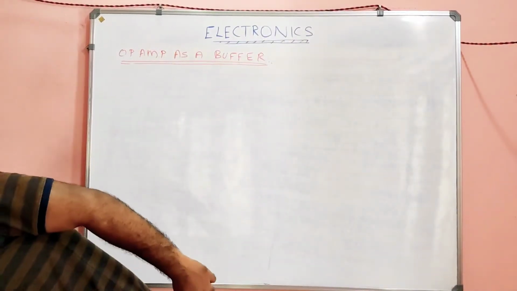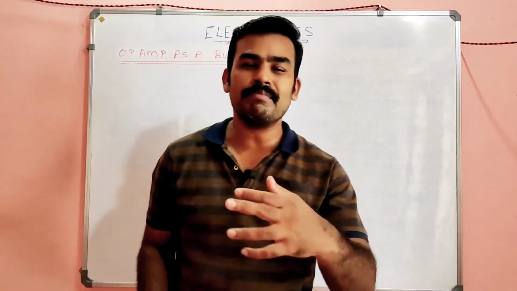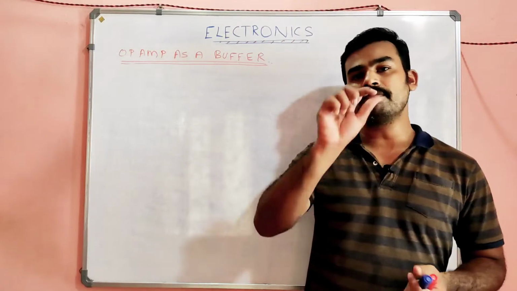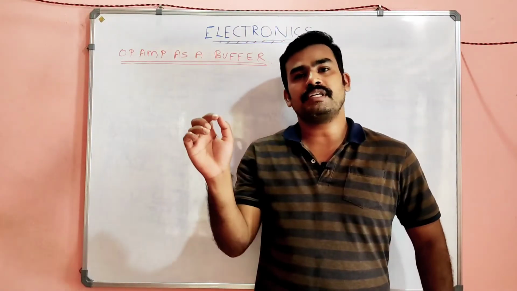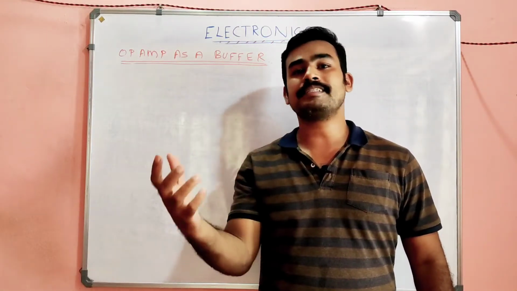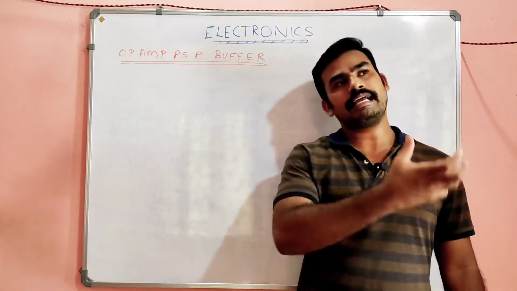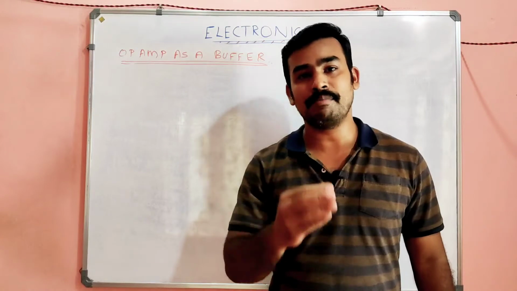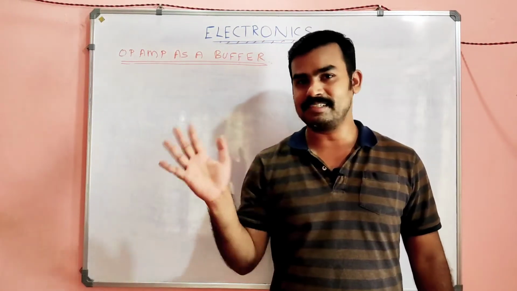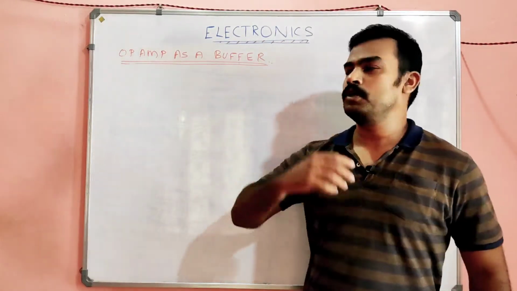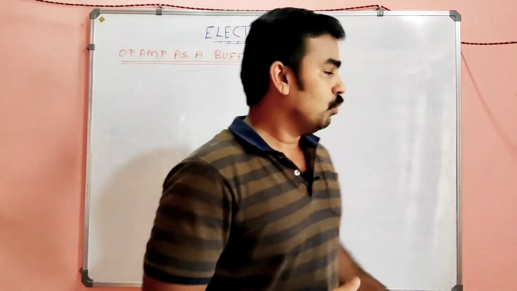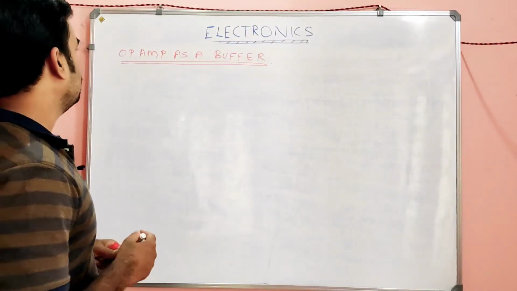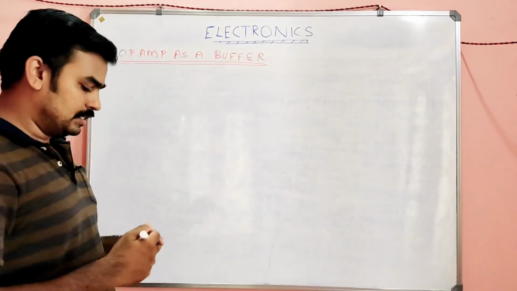And today we are going to discuss some more important circuits. Actually in the syllabus it is just mentioned as op-amp and different circuits using op-amp. So the important circuits we are discussing now are integrator, differentiator, summing amplifier, difference amplifier, etc. Among those, one of the important circuits is the op-amp as a buffer.